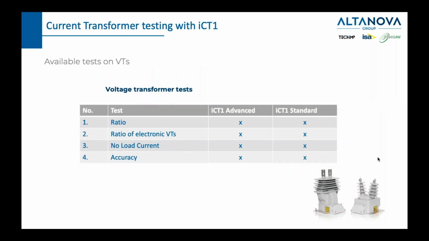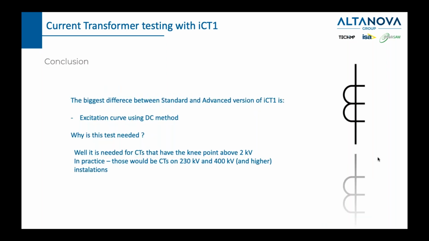We haven't talked about VTs today because the star of the show is the CT, but with the same device, let me just mention, you can also do the ratio test of a VT or of electronic VTs, no load current, or even accuracy of the VTs. So you get not double functionality, but altogether about 15 functions in one device. One device to fully test your CTs and VTs.